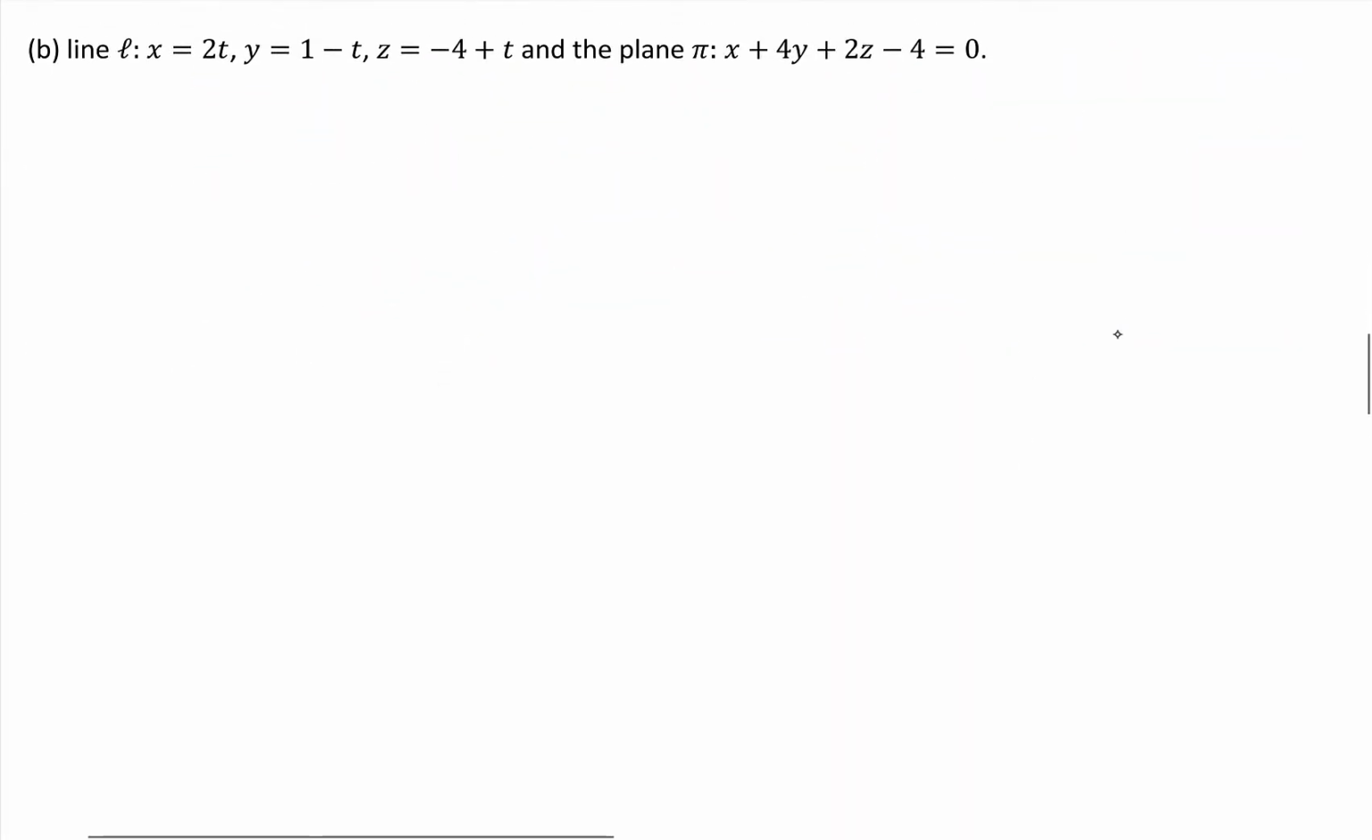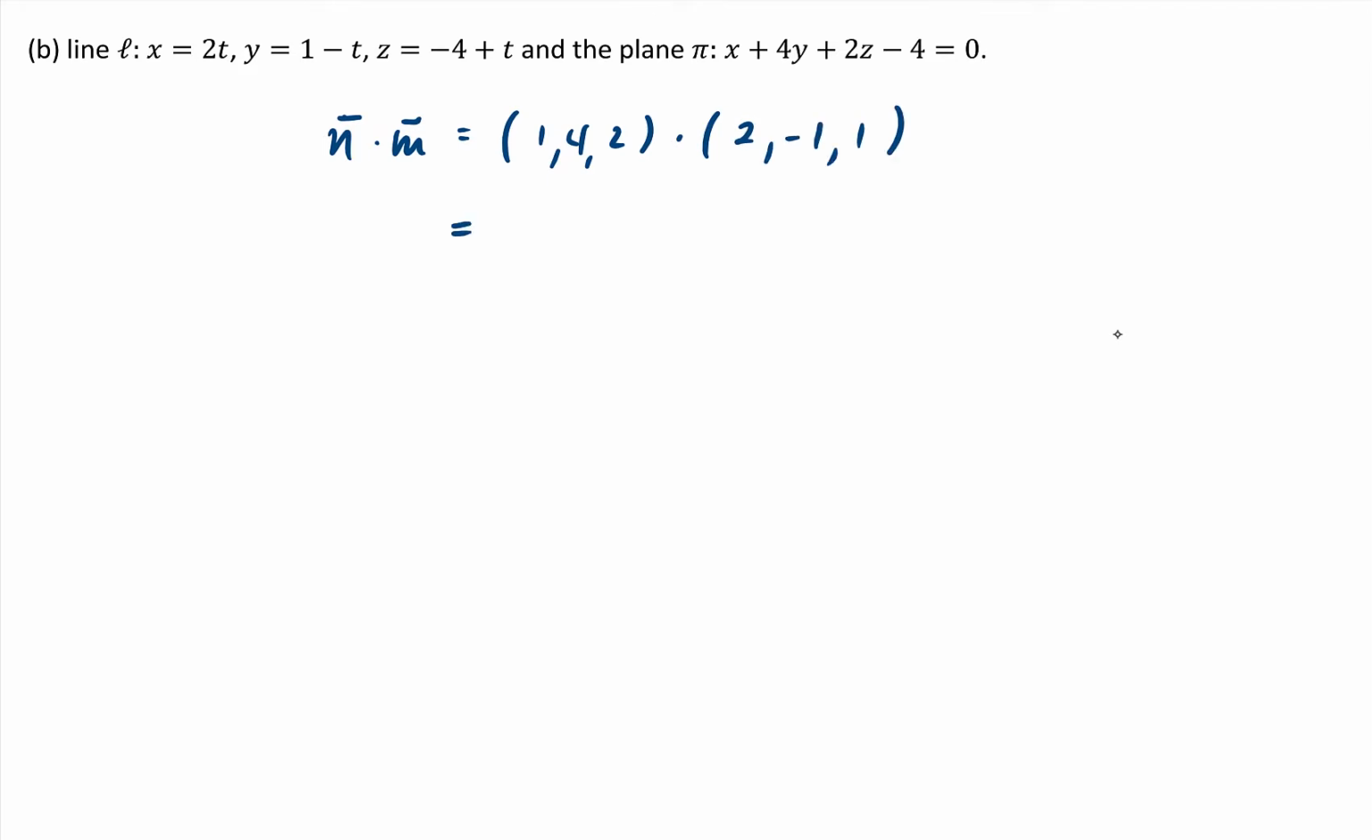All right, example number 2. So first, let's check the dot product. So n dotted with m equals, the normal for our plane here is 1, 4, and 2. And we're going to dot it with the direction vector, which we see is 2, negative 1, and 1. Our dot product gives us 2 minus 4 plus 2, which equals 0. And since this is equal to 0, this tells us that the line is either parallel to the plane or the line lies in the plane.